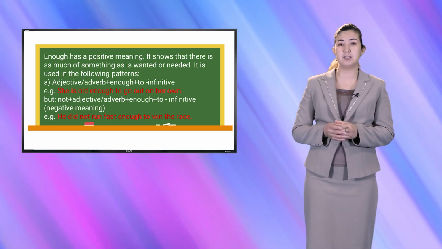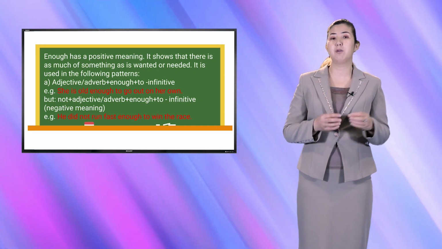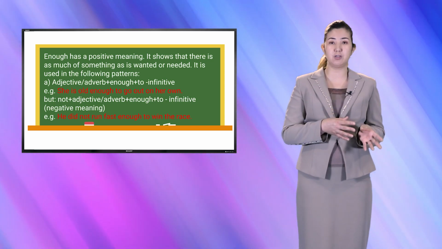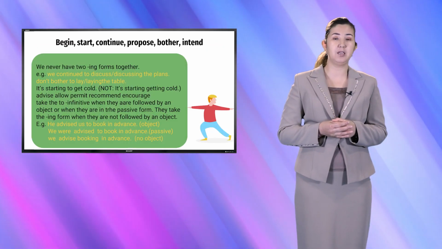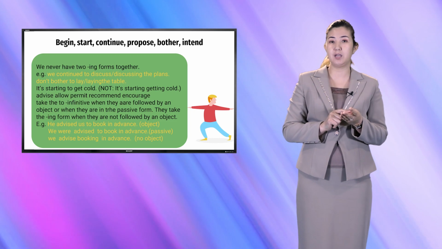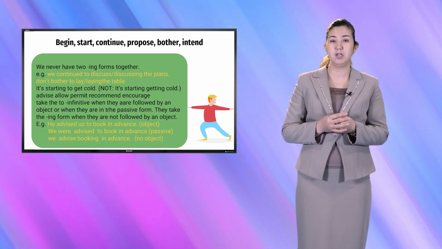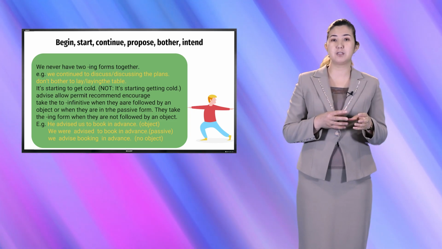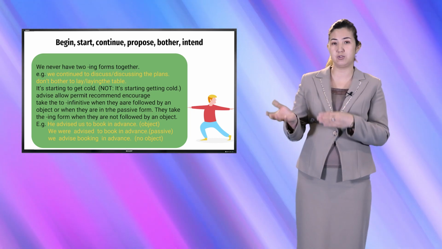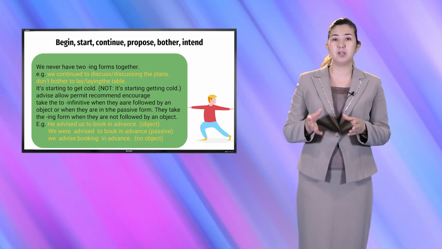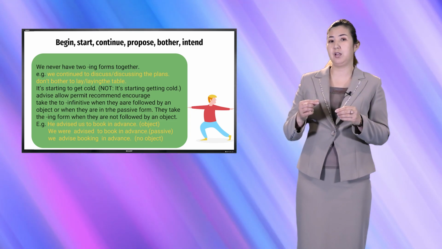So dear students, there are certain verbs after which either gerund or infinitive comes, but without a change in their meaning. They are begin, start, continue, cease, intend, bother. So after these verbs, we can either use the gerund or the infinitive, but without a change in their meaning. So for example, it started to rain.